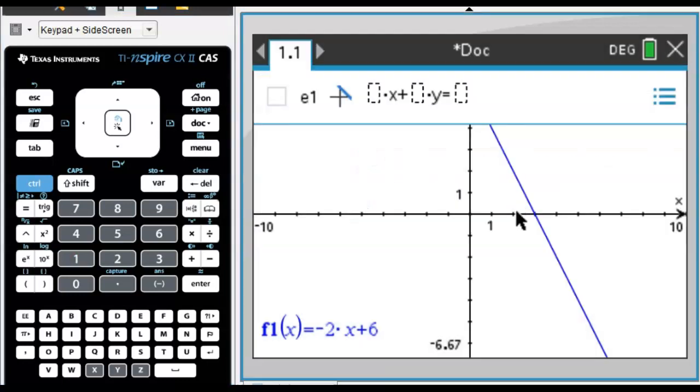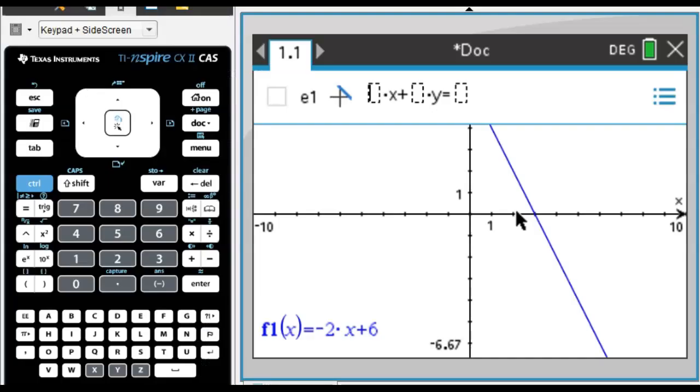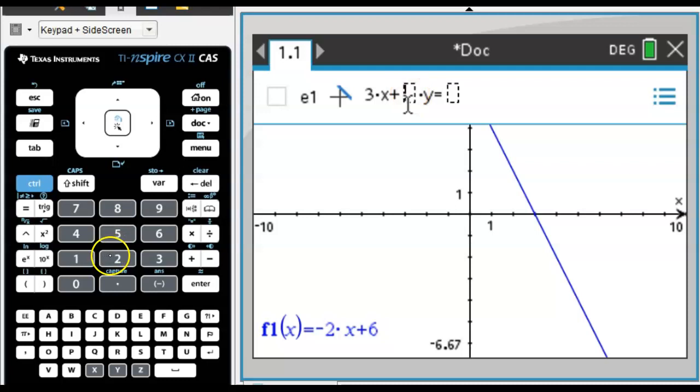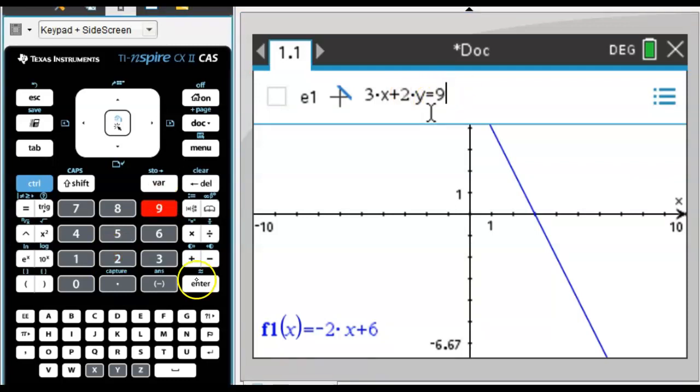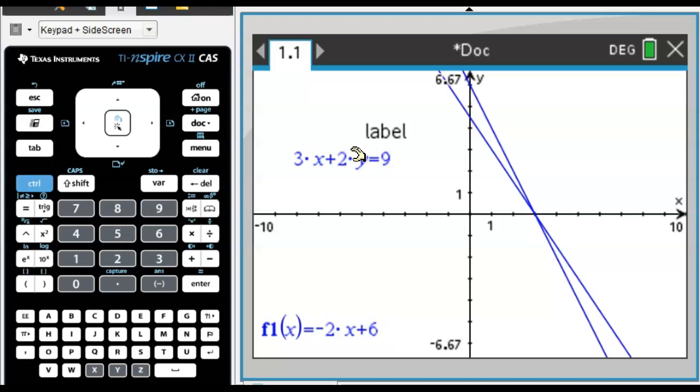All right, so going back to the equation of the line, the coefficient for x is 3, the coefficient for y is a positive 2, and the value for c is a positive 9. So that's what I'm going to put in there: 3, 2, and a positive 9, and I'm going to press enter. Obviously, as I can see here, both lines intersect at the same point.